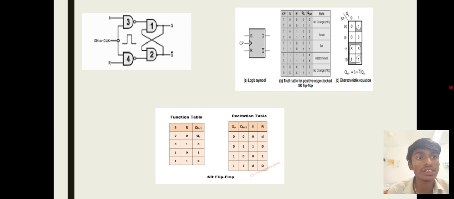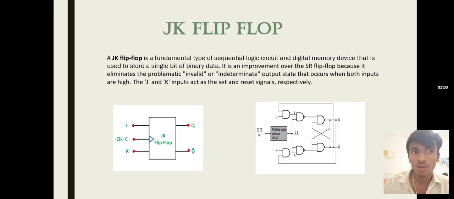Now I will talk about the excitation table of the SR flip-flop. In the SR flip-flop there are 4 columns: Qn, Qn+1, S and R. When Qn and Qn+1 are 0 0, S and R become 0 and don't care. When Qn and Qn+1 are 0 and 1, S and R become 1 and 0. When Qn and Qn+1 are 1 and 0, S and R become 0 and 1. When Qn and Qn+1 are both 1, S and R become don't care and 0. Now I will talk about the second type of flip-flop, the JK flip-flop.